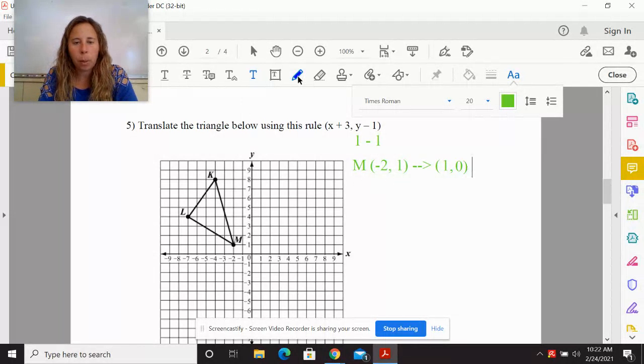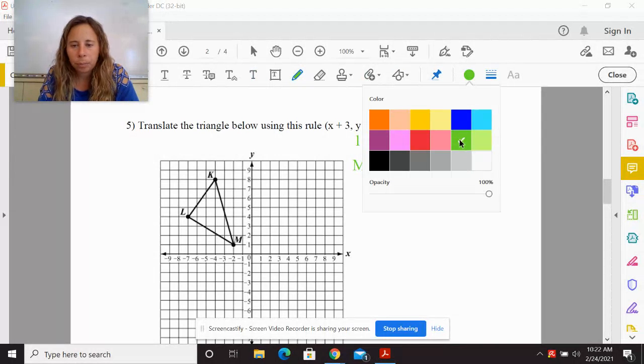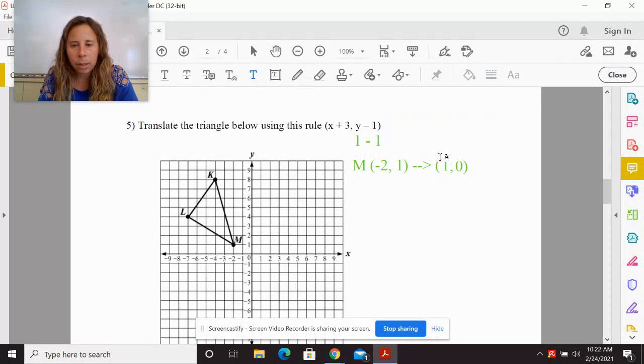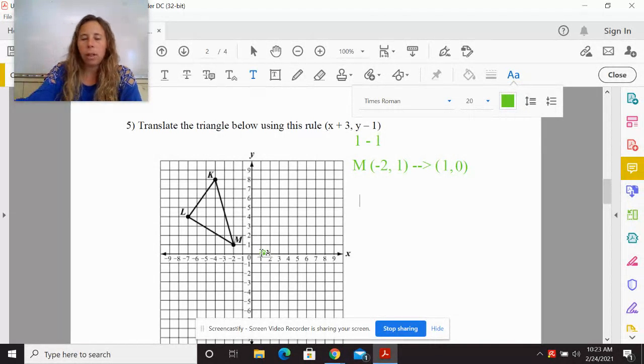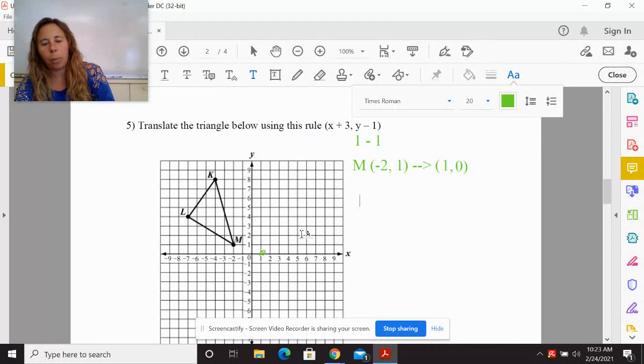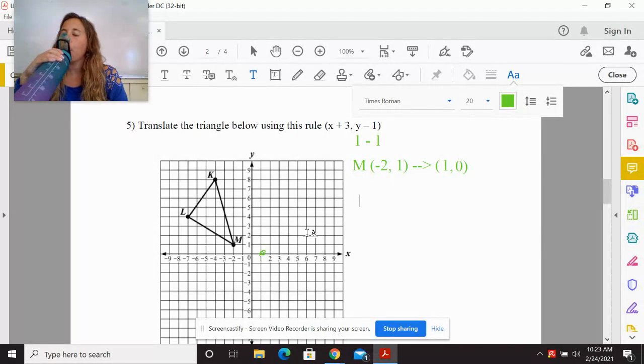Let me go ahead and plot that. Hold on, I covered it up. So it should be 1, 0. All right, there's my new endpoint. So we move to the right 3 and down 1. Go ahead and try to plot the new K and L points by yourself. Pause me and do that.